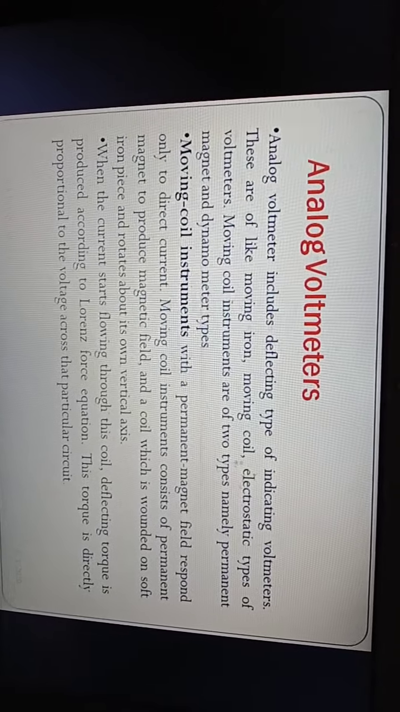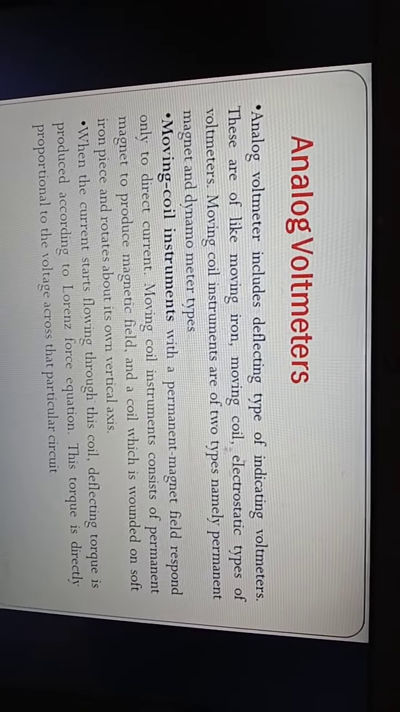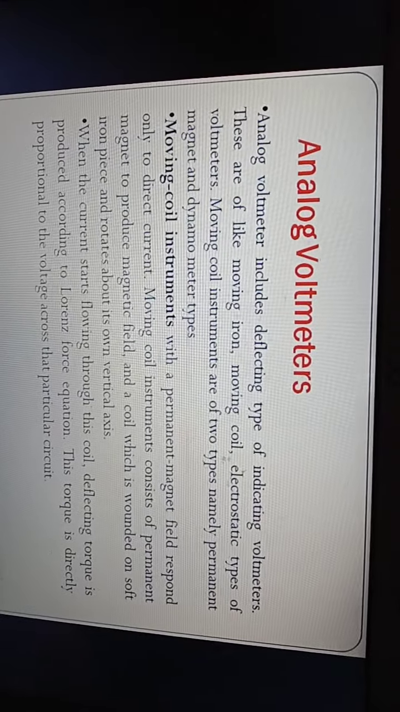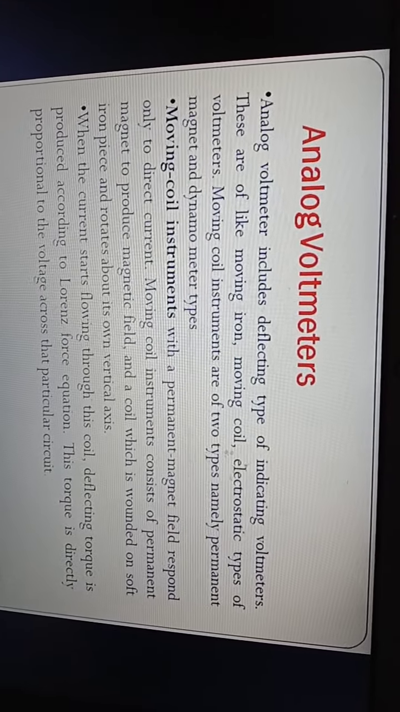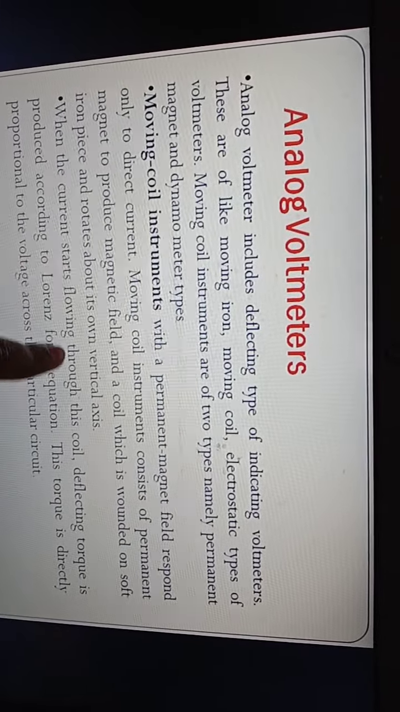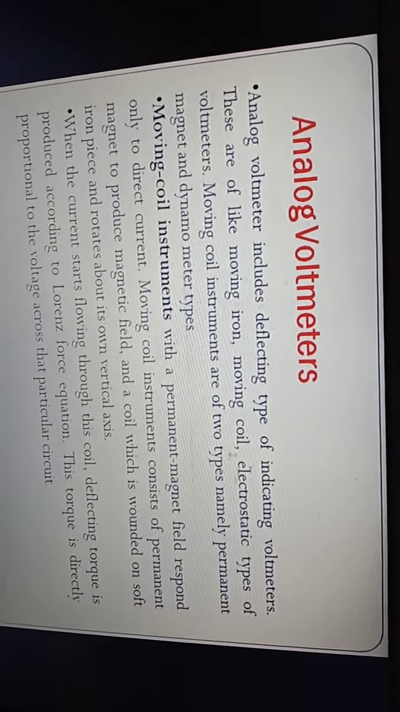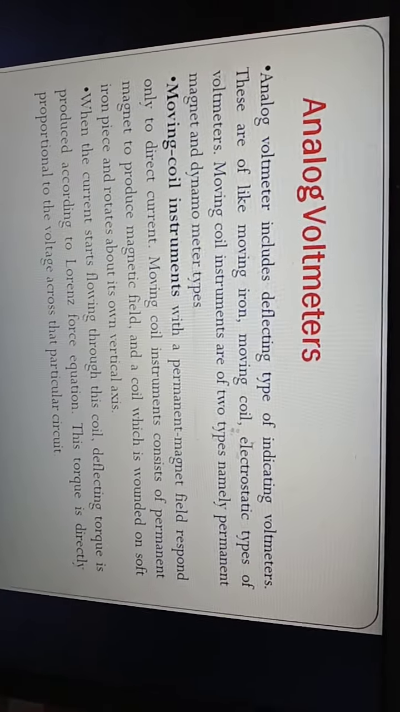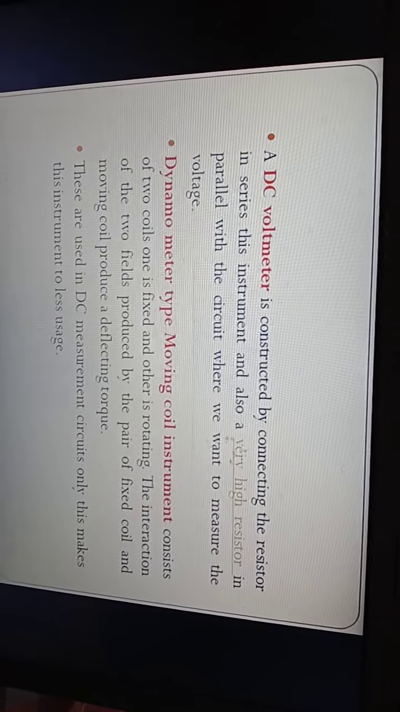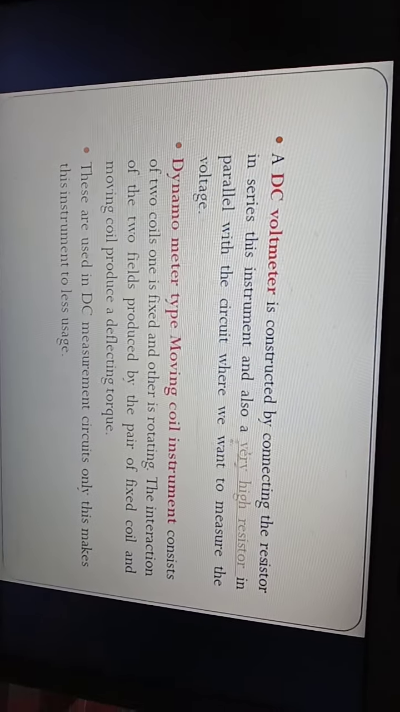In a moving coil instrument we can measure only the DC voltage. When a current flows through the coil, the deflecting torque is produced according to the Lorentz force equation. The torque is directly proportional to the voltage across that particular point. The final point shows that the torque is directly proportional to the voltage across the particular circuit. In a DC voltmeter, it is used to measure the DC. So how can we measure the DC voltage? By connecting a resistor in series with the circuit.